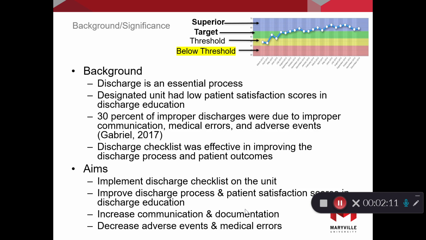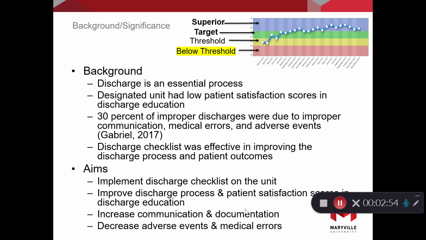so we can get those scores higher. Then the next category is threshold, which is in yellow, and these scores range from 74% to about 80%. And then target, which is represented in green, the scores range from 81% to 85%. And then we go to superior, which is represented in blue, ranging from 86% to 100%. The reason why target and superior are bolded is because that's the goal. We want our scores to be either on target or superior.